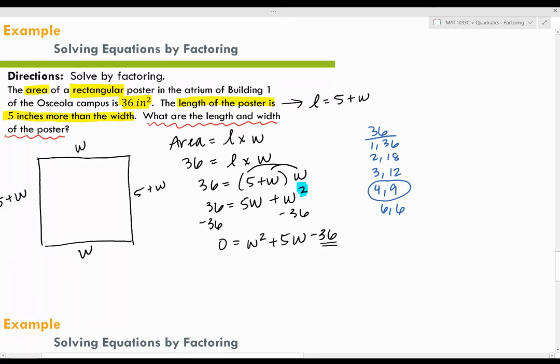So that means the sign on my 9 is going to be positive and the sign on my 4 is going to be negative. And I'm going to take those factors and completely factor my quadratic. So I'm going to do 2 sets of parentheses. The w is going to go in the front of each of them because that's my variable. And minus 4 will go in one, plus 9 will go in the other.